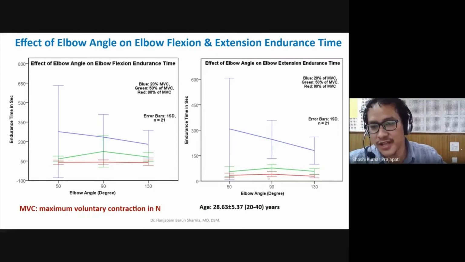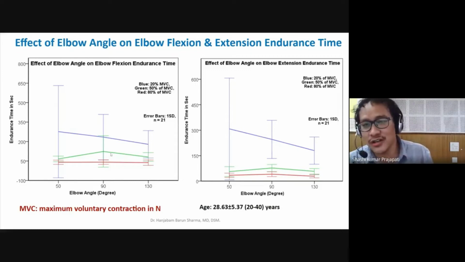This is 50%, and this is 80%. So the endurance time increases as compared to 50 and 30 at 90°. Here you can see this at least for 50% MBC and 80% MBC. The same case is seen in the bicep for 50% MBC. So what information are we getting from this?